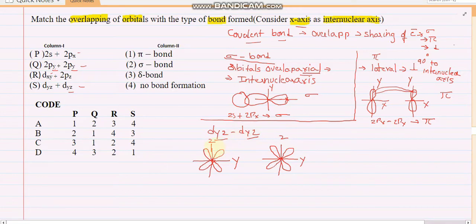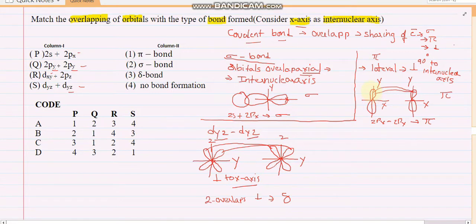So when both are in the same orientation, the dyz orbital of one atom overlaps with the dyz orbital of another atom in the YZ plane. Here also, YZ will be perpendicular to the x-axis. Here also it is a pi bond, but here how many overlaps are going to occur? Two overlaps. When there are two overlaps perpendicularly, then it results in the formation of a delta bond.